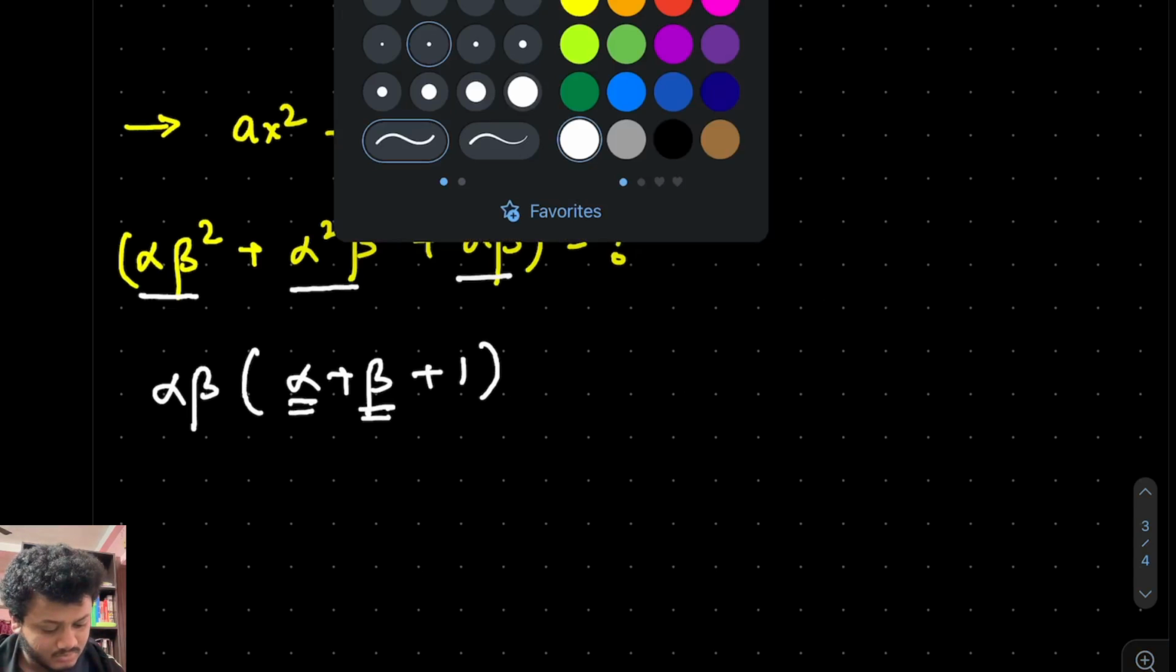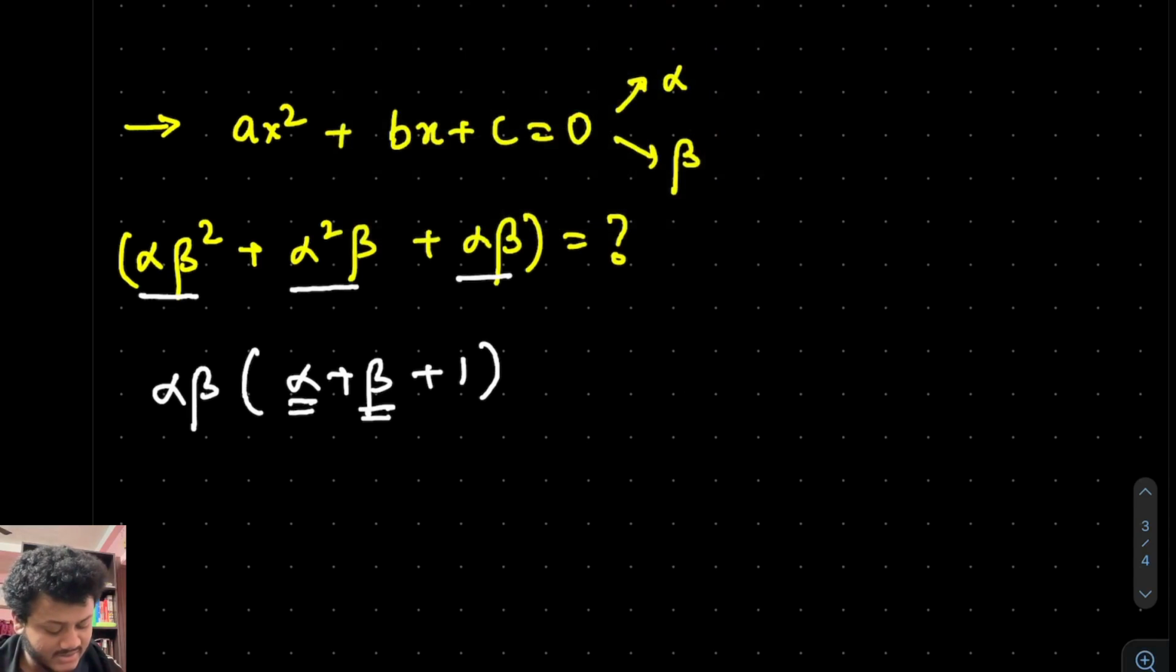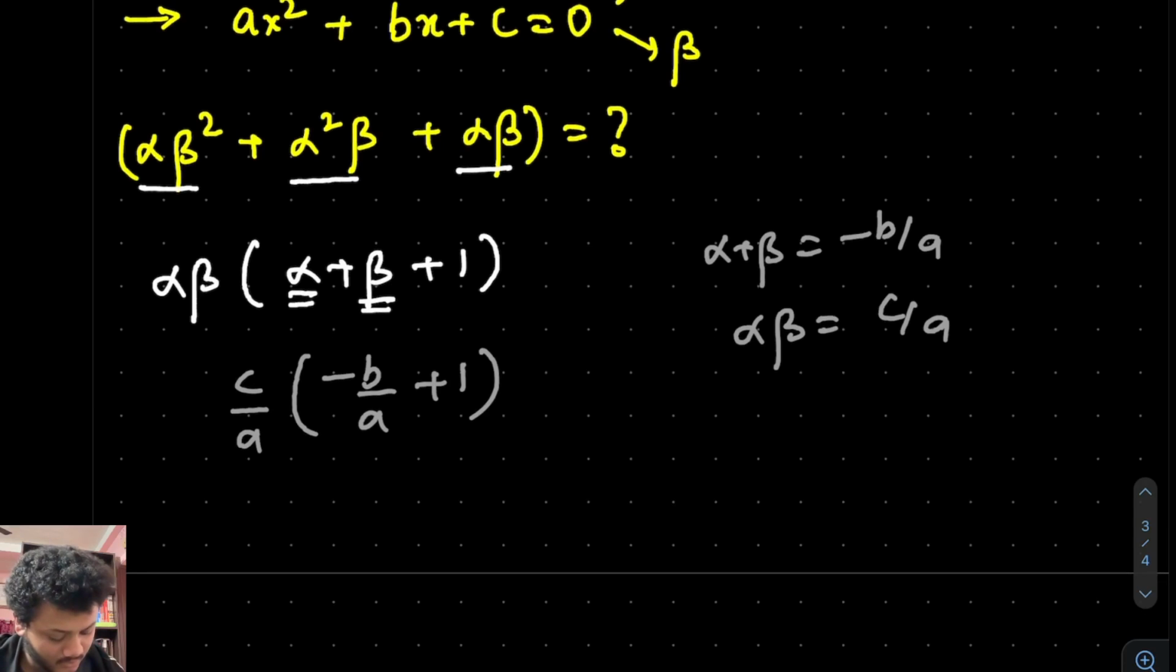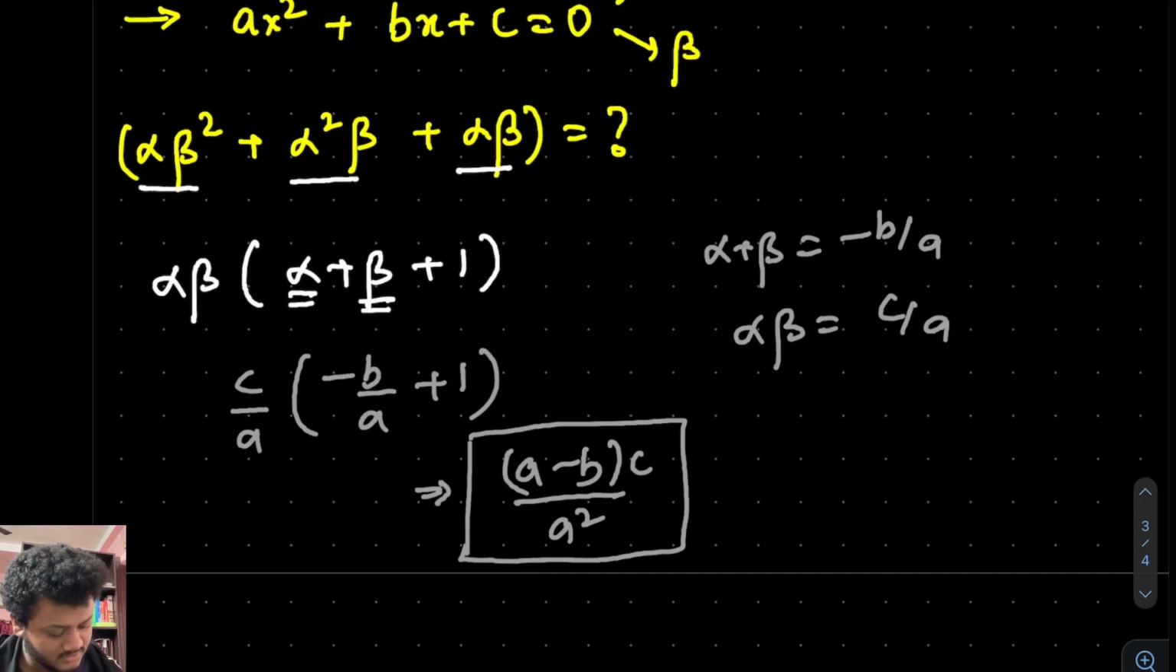So now we can really easily solve it, because we know alpha plus beta is minus b by a, and alpha into beta is c by a. So c by a into minus b by a plus 1. So this becomes what? a minus b, divided by a squared, into c. This was easy.